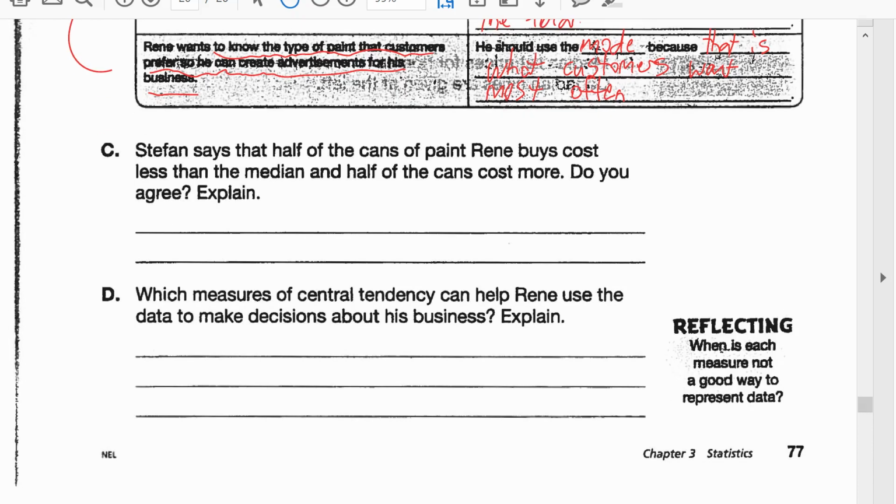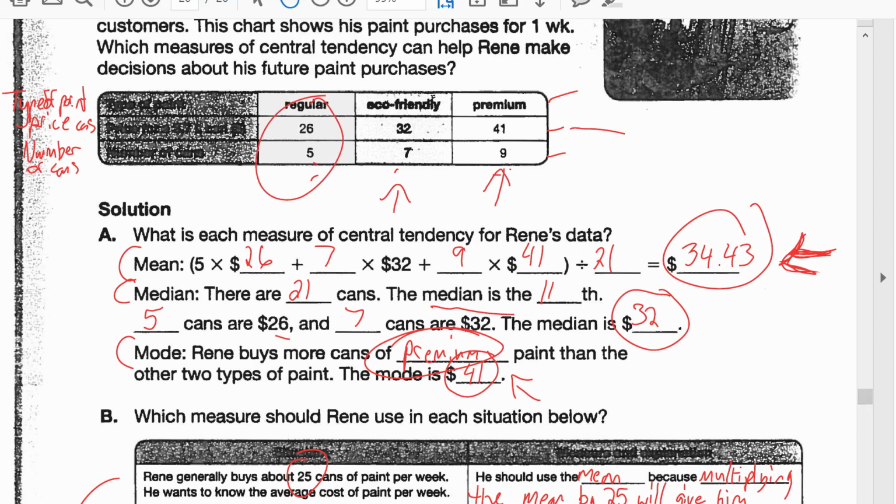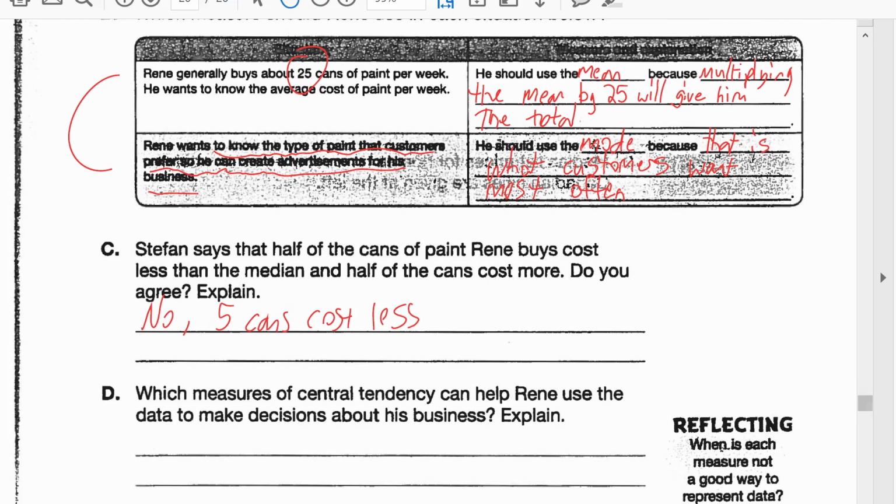And then C, Stefan says that half of the cans of paint Renee buys costs less than the median and half cost more. Do you agree? No. 5 cans cost less. Right? Let's take a look. 5 cans cost less than the median, and 9 cans cost more.